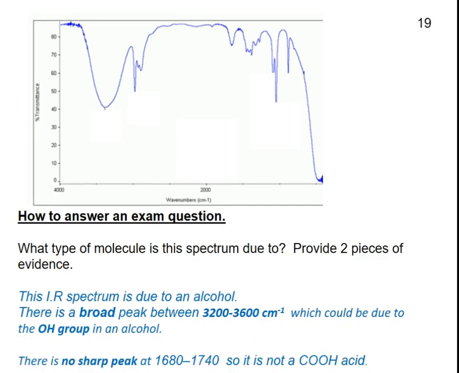If you're asked for two bits of evidence, the other bit of evidence could be that there is no sharp peak, and we're going to look at this second peak here. No sharp peak around 1700, so between 1680 and 1740, which would be due to a carbonyl group, and we'll look at a carboxylic acid in a minute. So we're missing this peak around 1700.